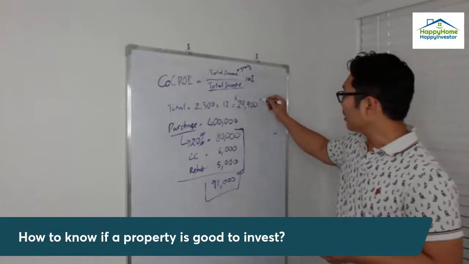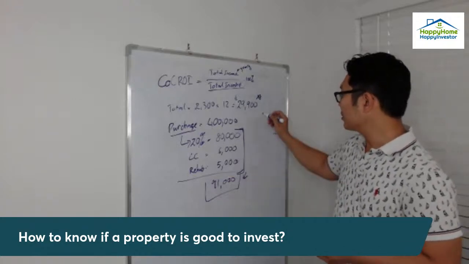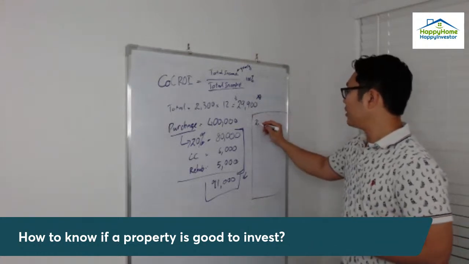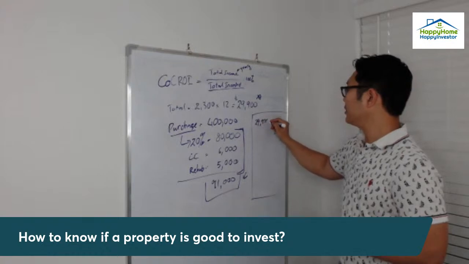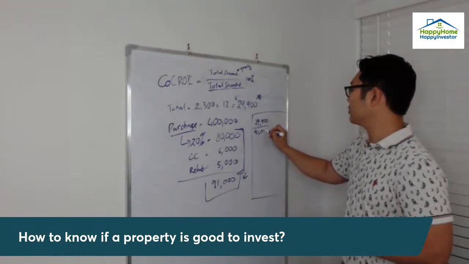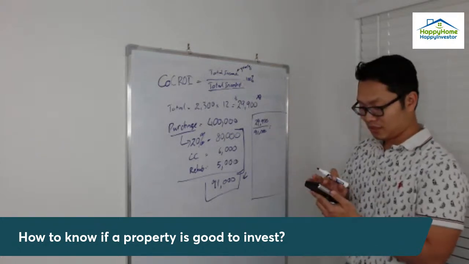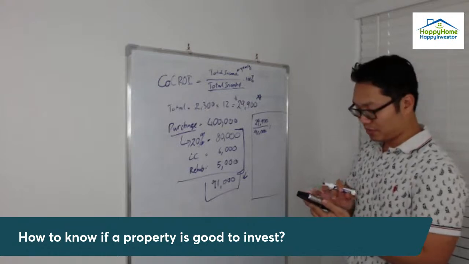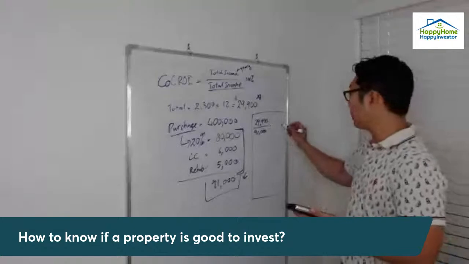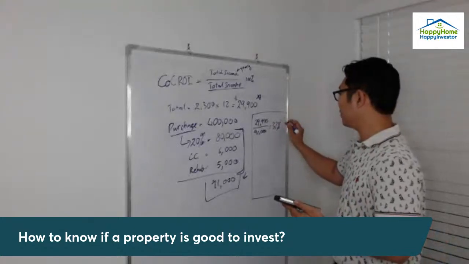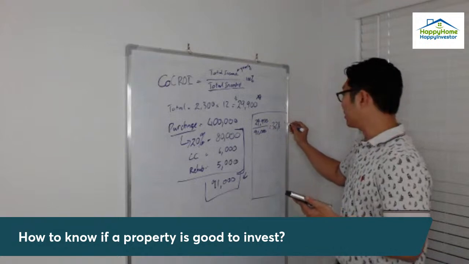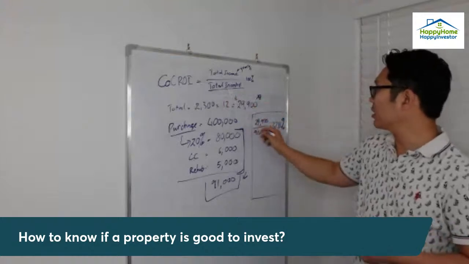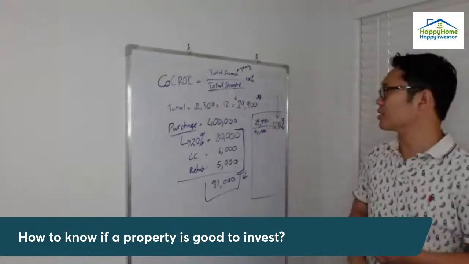So now that you have this number and this number, you just have to do a quick calculation of 29,900 divided by 91,000, which is about 32.86%. Okay, so within a year, this cash on cash return ROI is 32.86%.